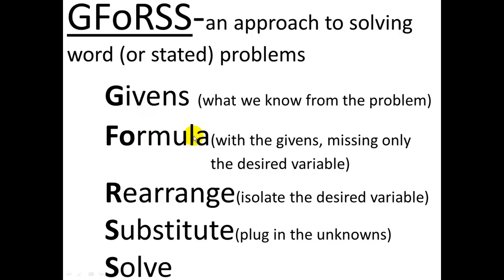Then you need to find a formula that has variables for all those givens that you've been given in the problem or that were implied in the problem, and your formula needs to contain only one missing variable, the variable that you desire to solve for. So all the givens that you know of plus the variable you're trying to find, those are the variables that must be found within the formula you use. Often we need to rearrange a formula in order to isolate the variable we're solving for.